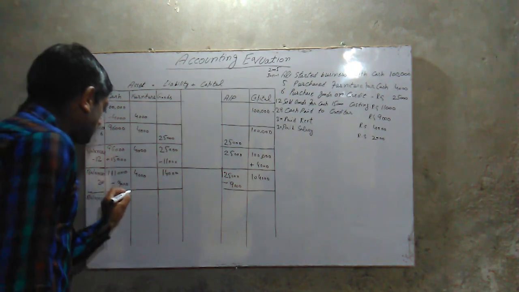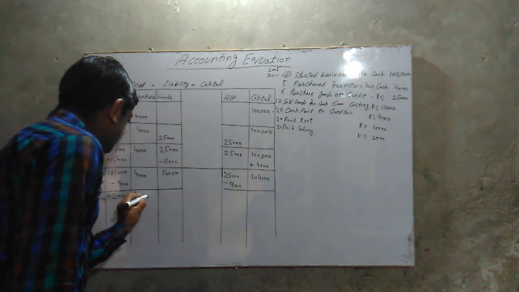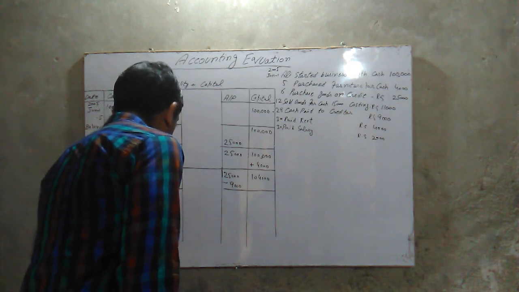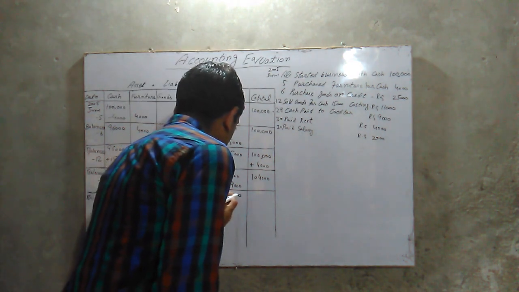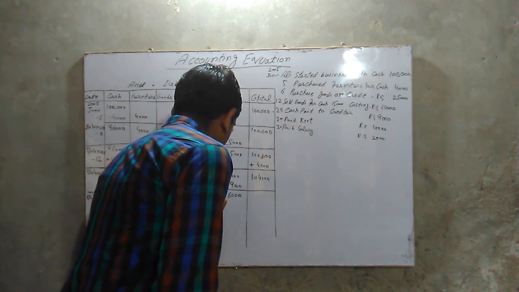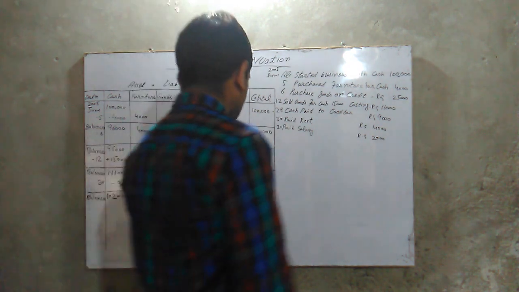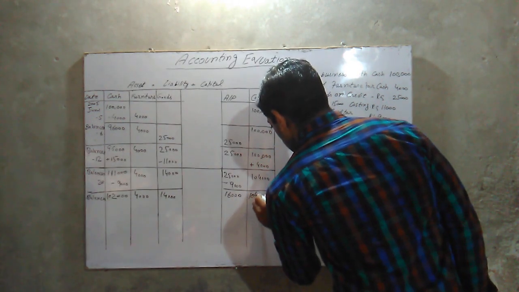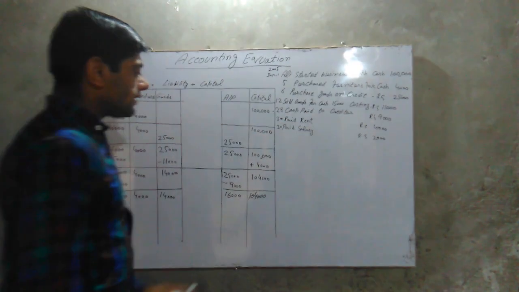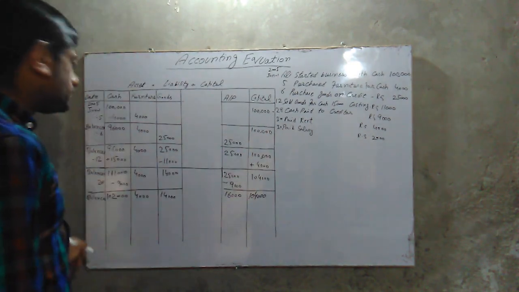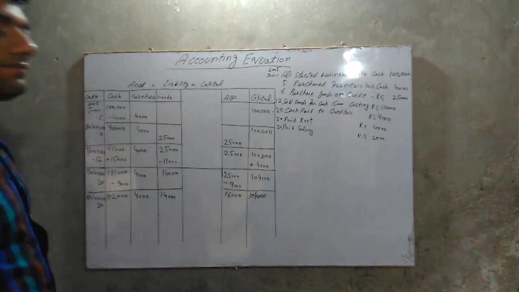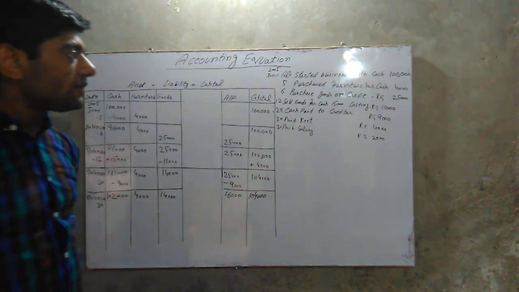One lakh, 2,000, 4,000 and 14,000, and now 16,000 and 1 lakh and 4,000. So the next one, 30 June, paid rent: 30 June, paid rent 4,000.